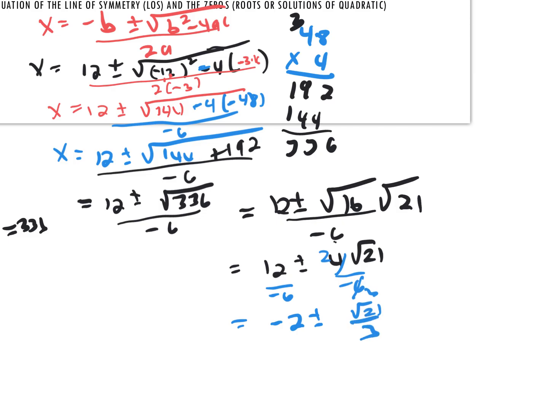I actually like my original answer better than that, I'll be honest with you. I think the first answer I had, 12 plus or minus 4 square roots of 21, looks prettier. So I like that.